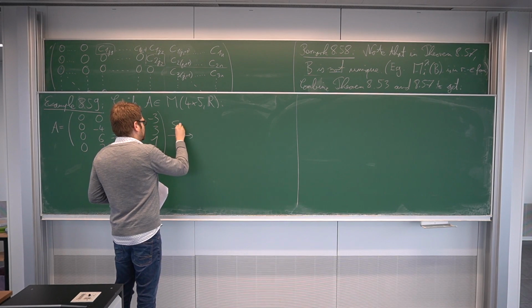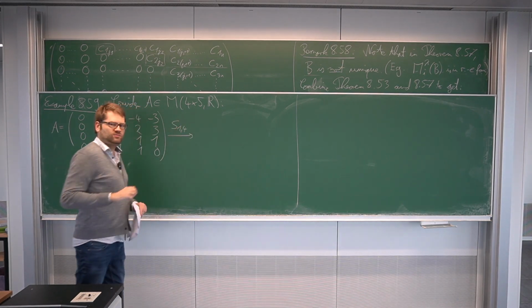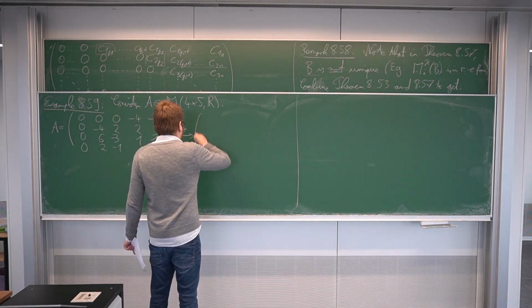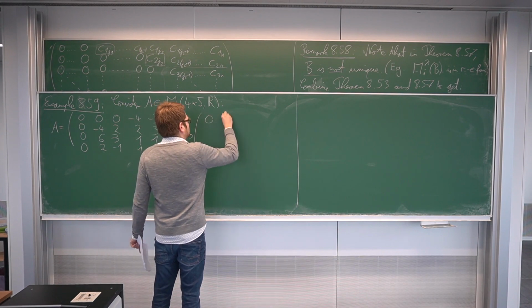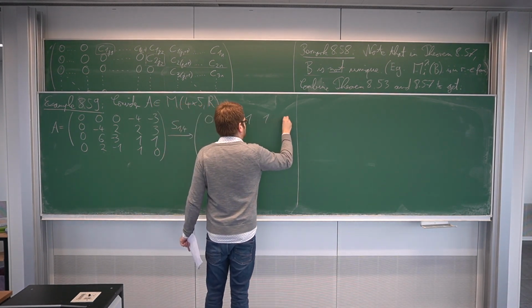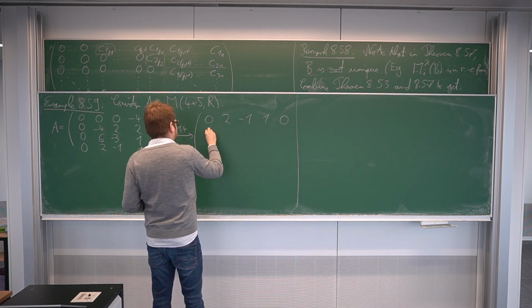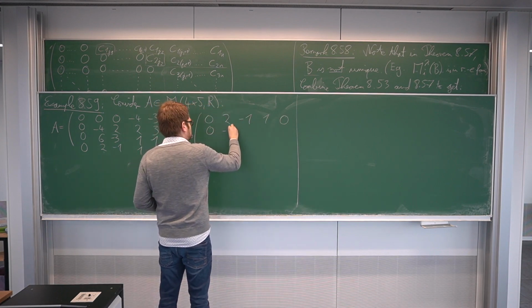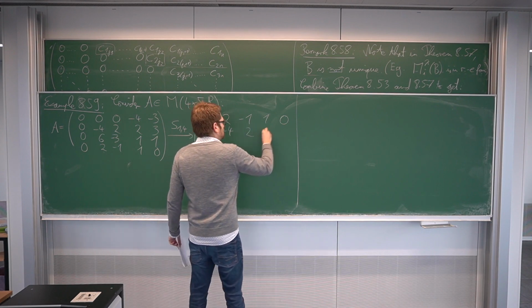Okay, so we apply the swap S14. We swap the first and the fourth row. So our new matrix is 0, 2, minus 1, 1, 0. So 2 and 3 remain as they were. 0, minus 4, 2, 2, 3.